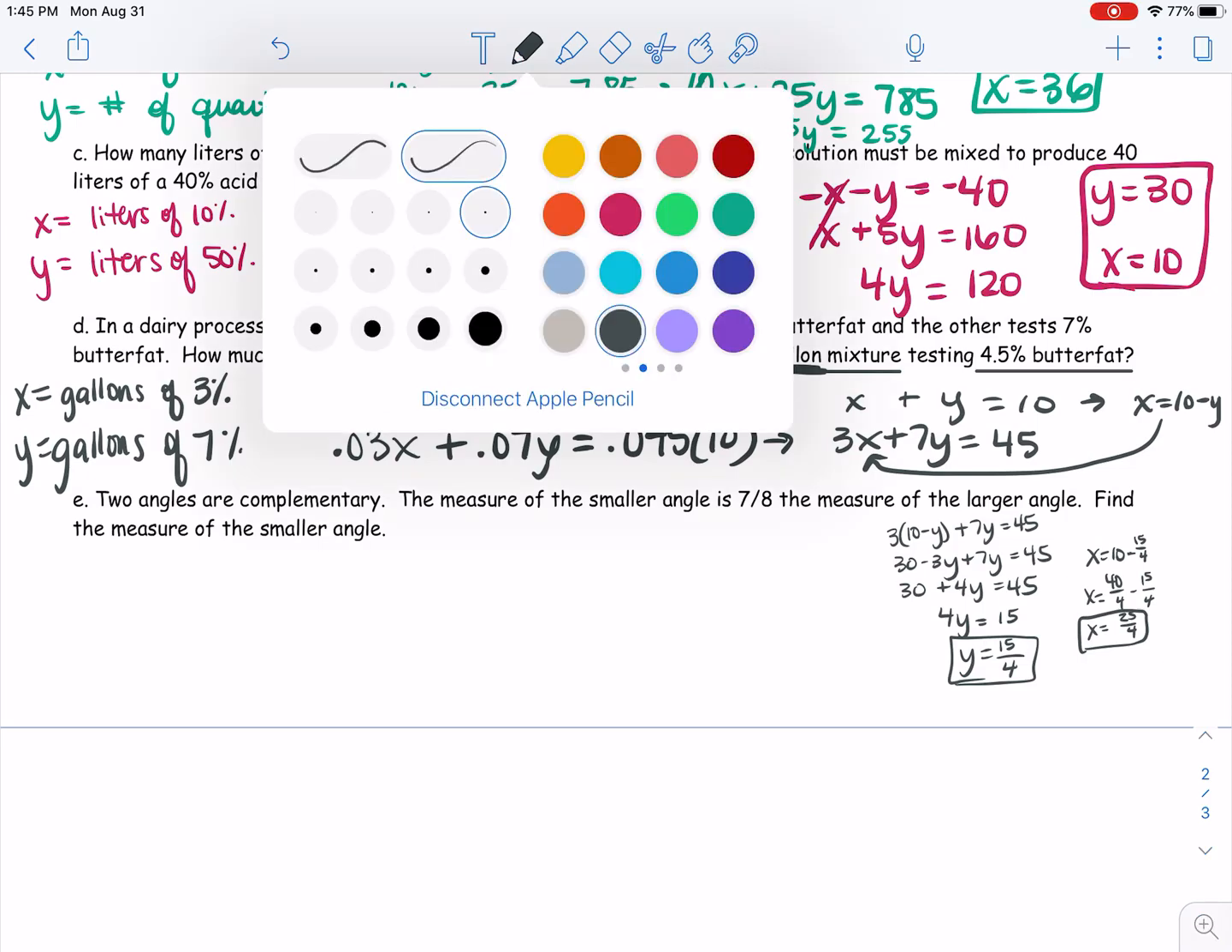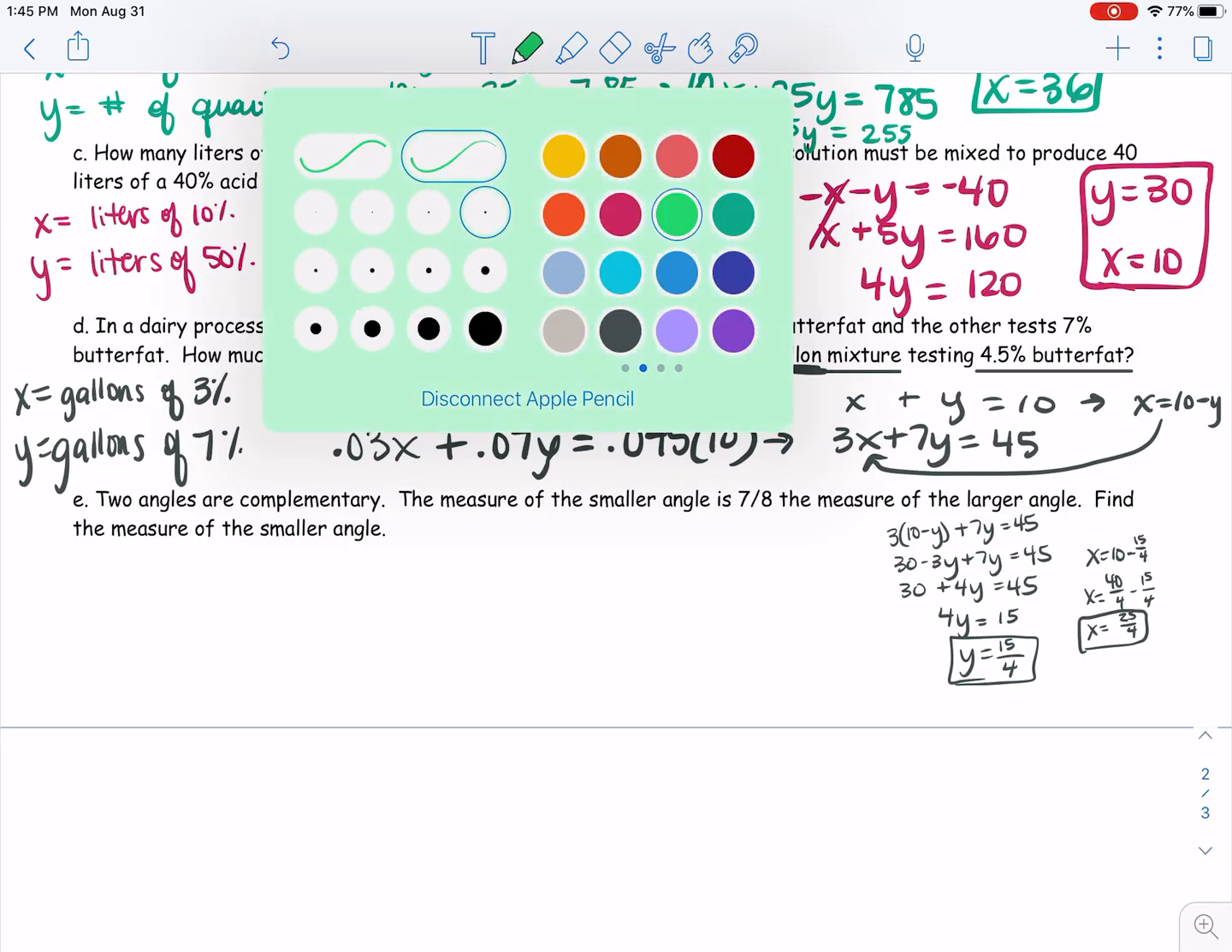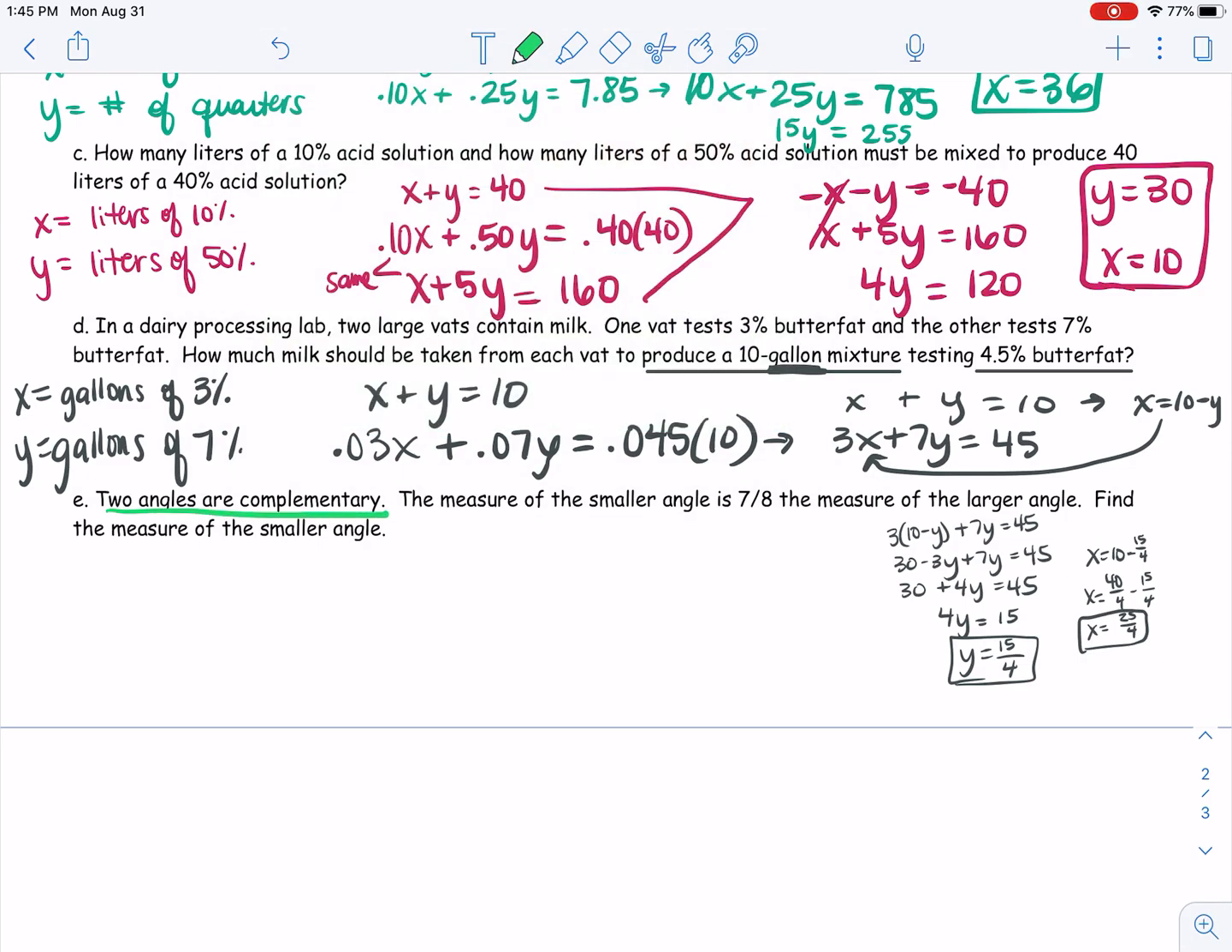And the last one, throwing in some geometry. 2 angles are complementary. Hopefully you know what that means. Complementary means they add up to equal 90 degrees. So it says the measure of the smaller angle is 7/8 the measure of the larger angle. Find the measure of the smaller angle.